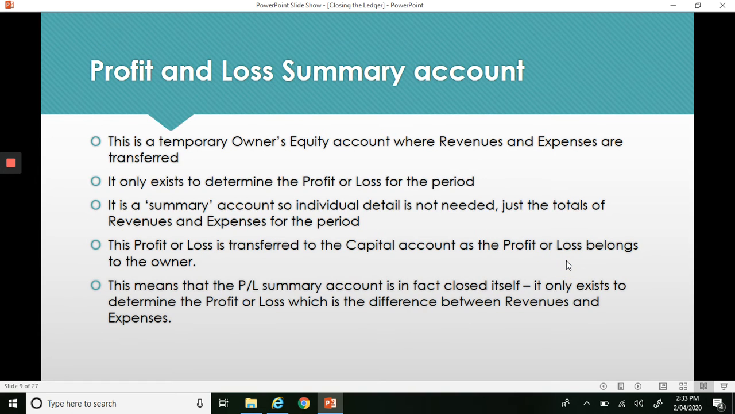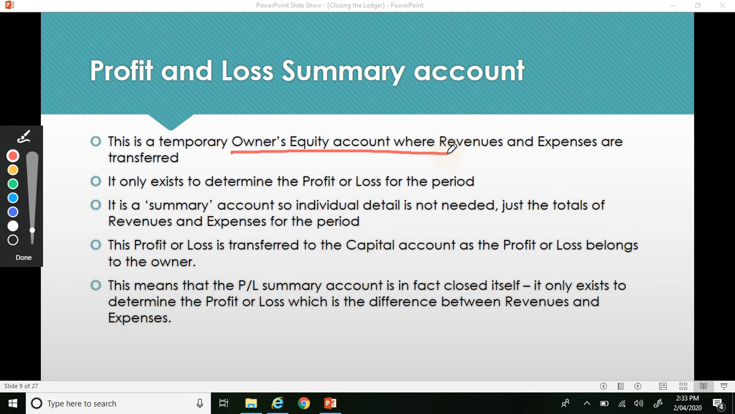Just a few notes on the profit and loss summary account. It's a temporary owner's equity account, and it only exists for that determination for profit or loss for the period. So it only exists for that one calculation. It's also a summary account, so individual detail is not needed, just the totals of revenue and expenses for the period. And then the profit and loss is transferred to the capital account because the profit or loss belongs to the owner. This means that the profit and loss summary account is in fact closed itself, right? It only exists to determine the profit or loss, which is the difference between revenues and expenses, and it ends up going to the capital account.